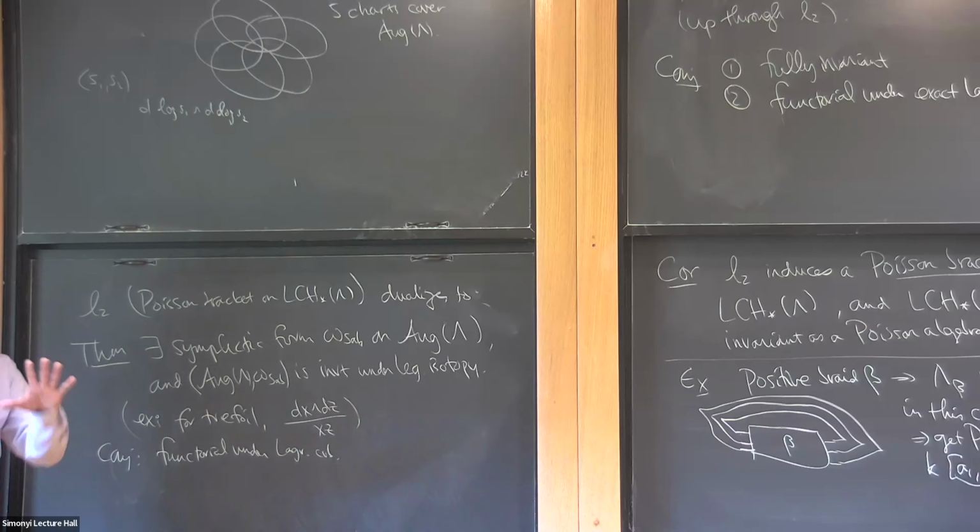Questions? I guess trefoil is an example of a positive braid closure here. So that symplectic form you mentioned there, that agrees with that symplectic form that you're saying? Yes. So in fact, yeah.